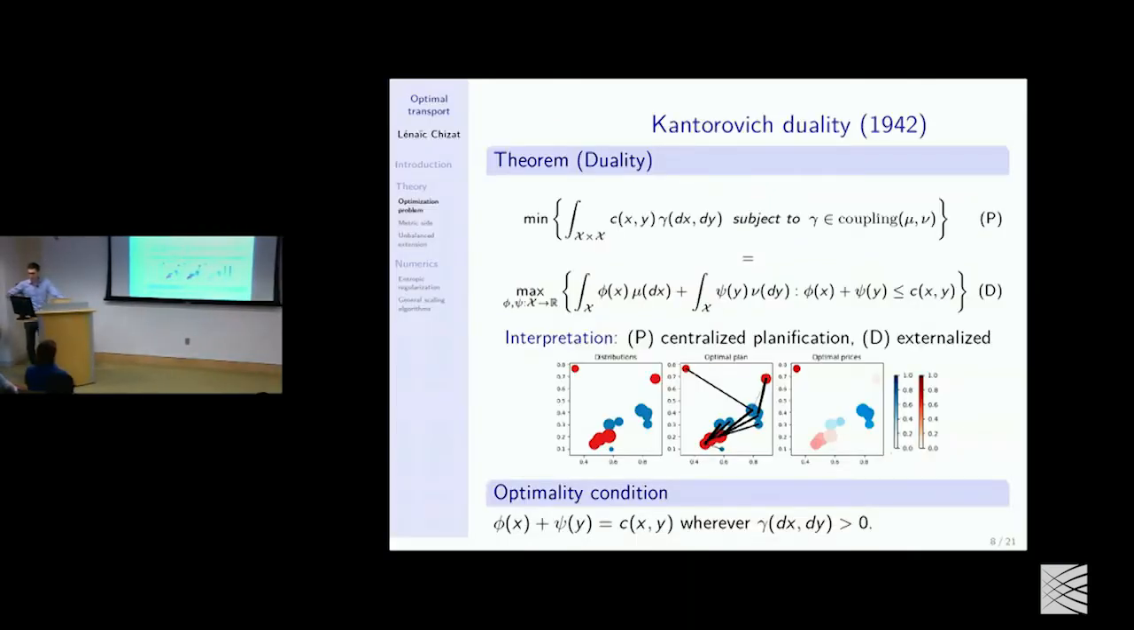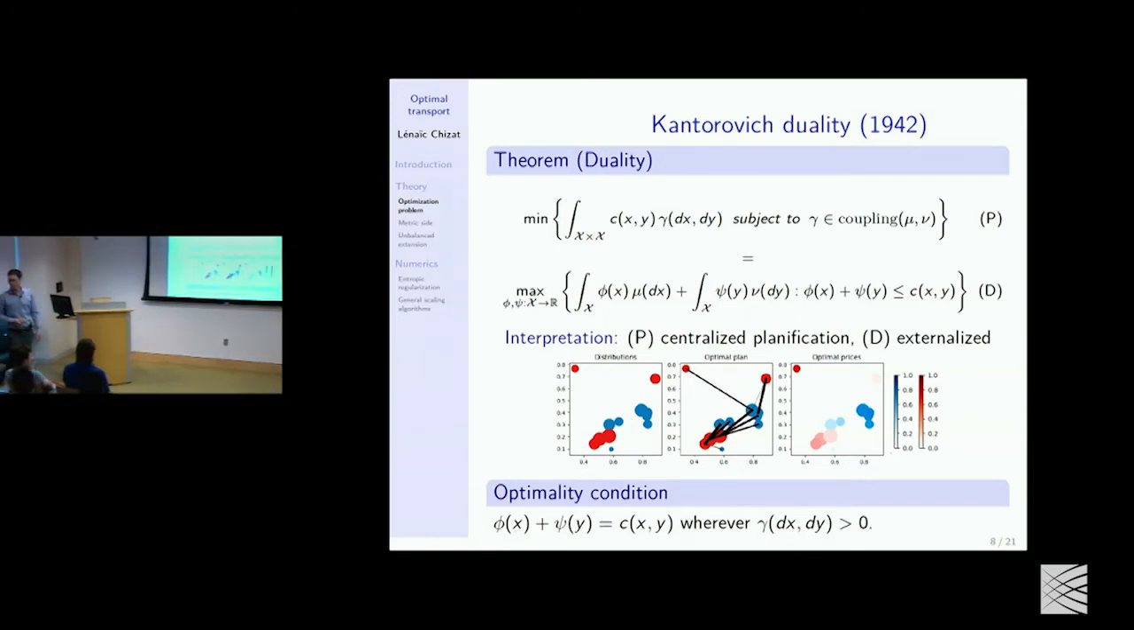It's not so common for an arbitrary function of two variables to have this form. The optimality condition, phi of x plus psi of y equals c of x, y, doesn't usually hold over a large area for this function. I guess that's already a hint that the optimal plan is concentrated on a much smaller set. Yeah, that's right, this is a very specific condition.